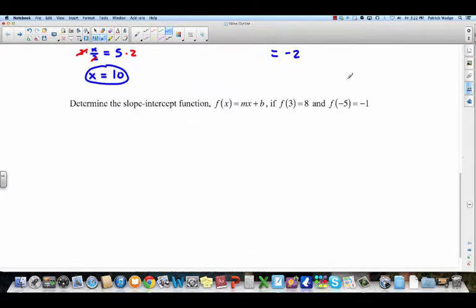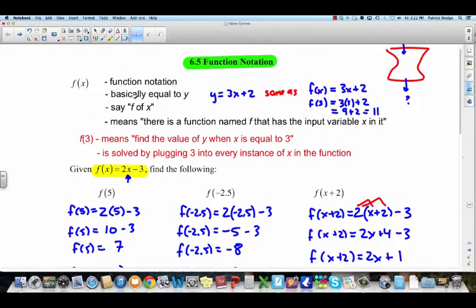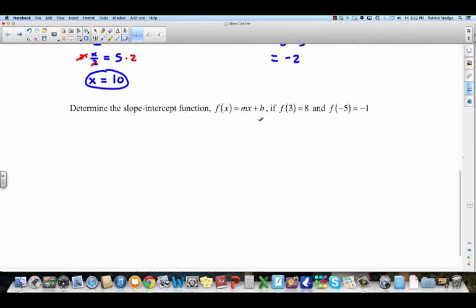Okay, determine the slope-intercept function. So before we learned the slope-intercept equation, that was when y equals mx plus b. Now we're going to do the slope-intercept function. The only thing different, instead of y, it's f of x. Remember, we already set up here that y and f of x are pretty much interchangeable. f of x is basically equal to y. So how are we going to do this? Well, it turns out we actually have 2 points here. It tells us that f of 3 equals 8 and f of negative 5 equals negative 1. So we have 2 points.